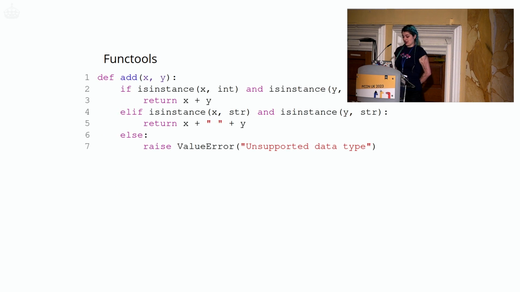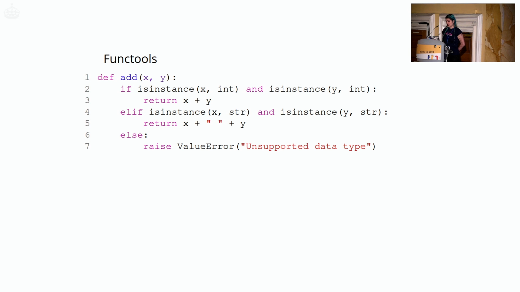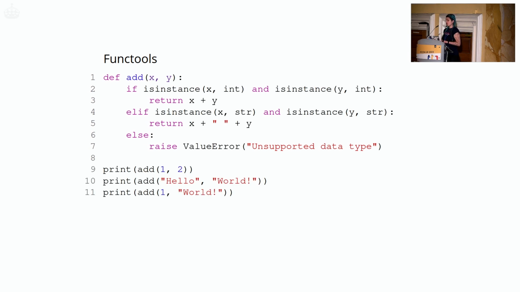So let's start with an example. We have a function which adds 2 things together. It should handle both inputs, integers and strings. In case integers are given, the function should add them together. In case there are strings, it should concatenate them with an empty space in between. So you could write something like this, for example. And if we run it, we see that it works as expected.